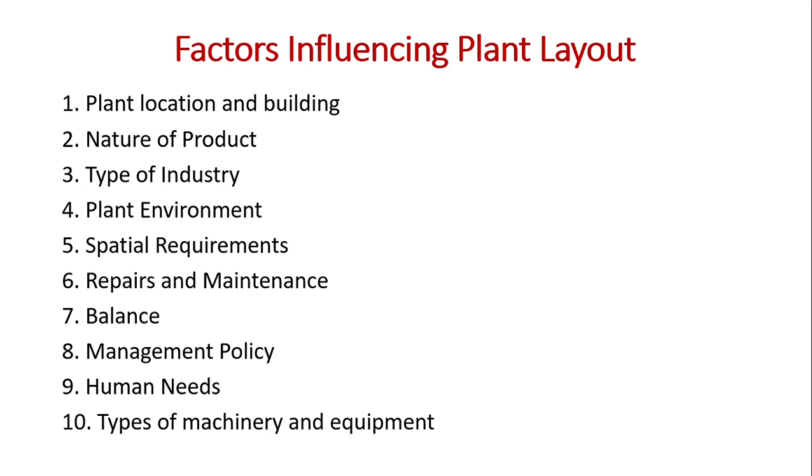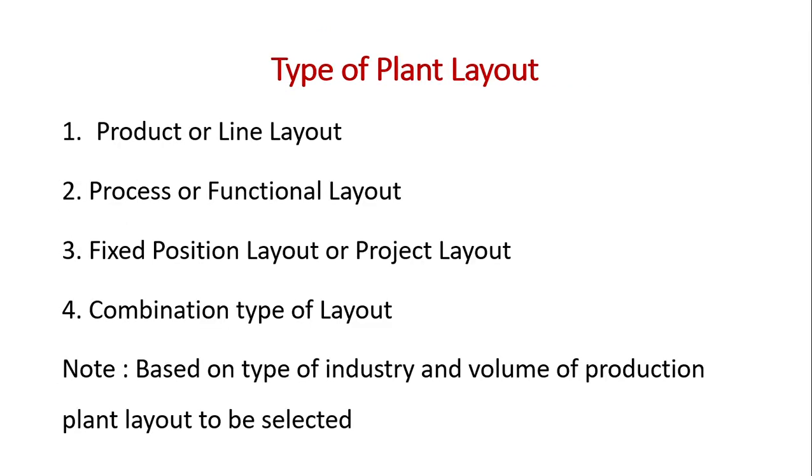What are the factors influencing plant layout? These factors influencing plant layouts are plant location, building, nature of product, type of industry, plant environment, spatial requirement, repair and maintenance, line balance, management policy, human need, types of machinery and equipment.